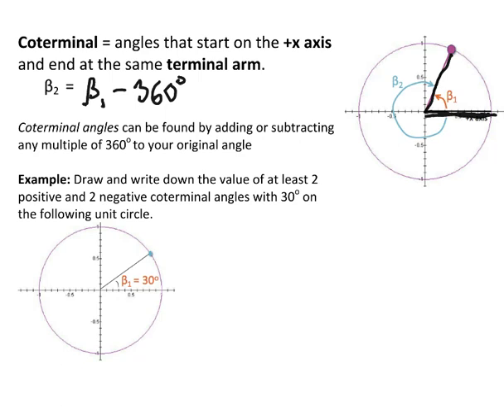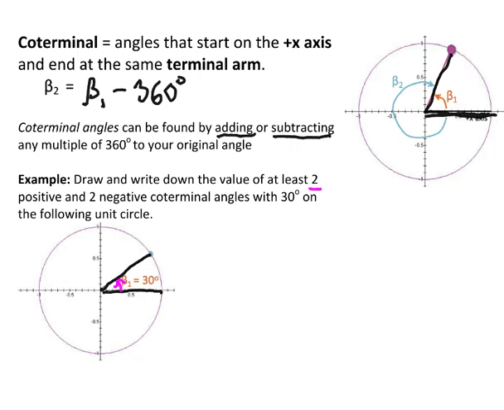In fact, the general rule for finding any coterminal angle is you can either add or subtract any multiple of 360 degrees to your original angle. Let's see if we can try this with an example. So here I've drawn 30 degrees. That's the angle, there's my terminal arm. There's the positive x-axis. So 30 degrees is being measured from the x-axis to the terminal arm in the positive direction. That's the original angle I'm starting with.